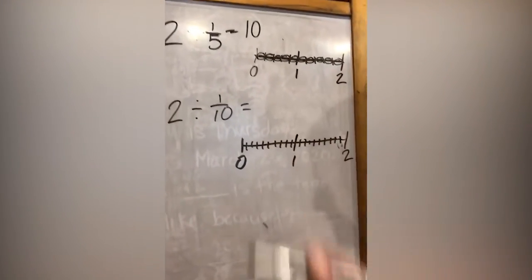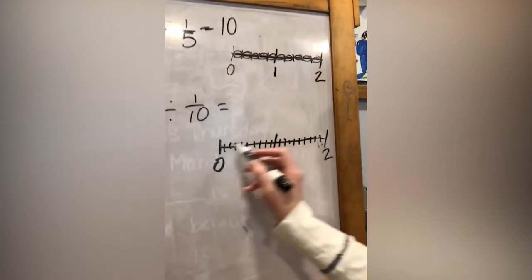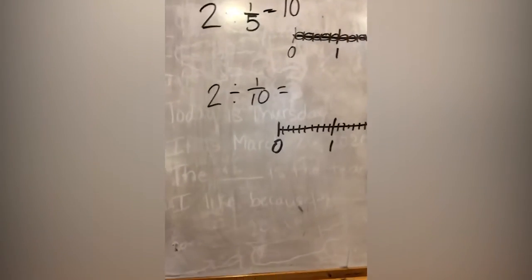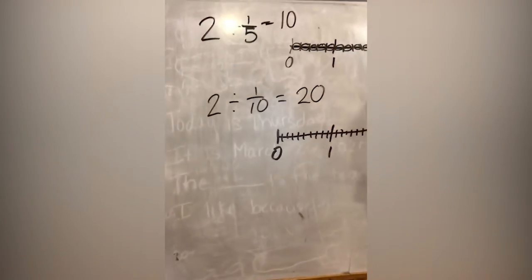Now when I divide those two wholes up into tenths, I should have 10 pieces here and another 10 pieces here. So 2 divided by 1/10 would equal 20.